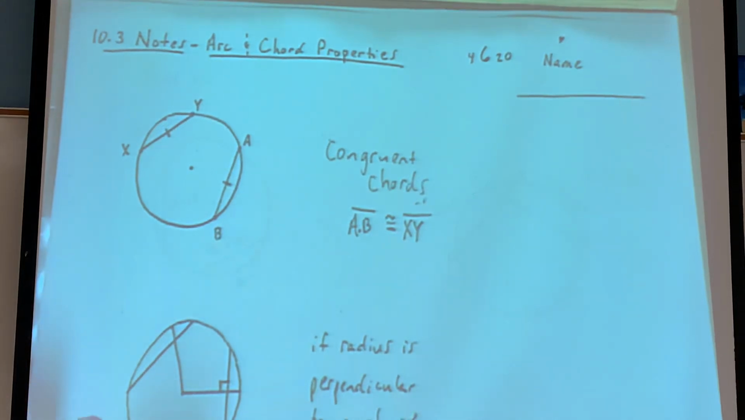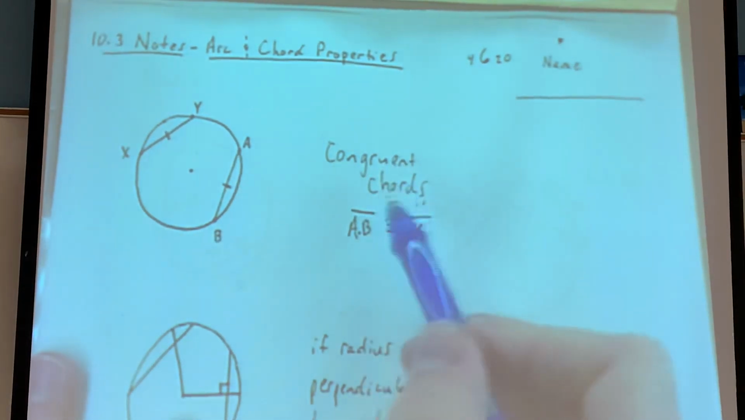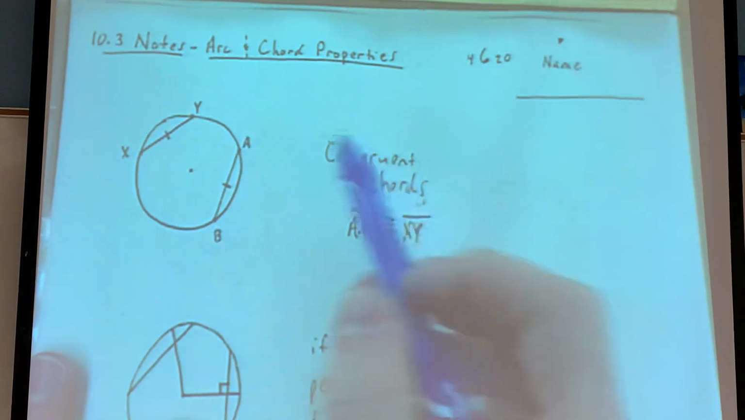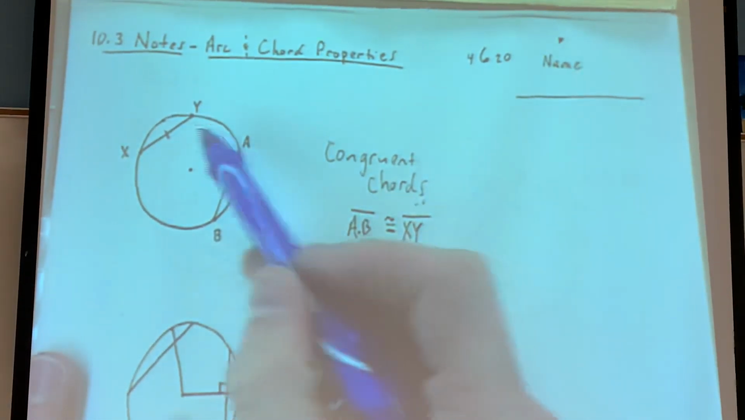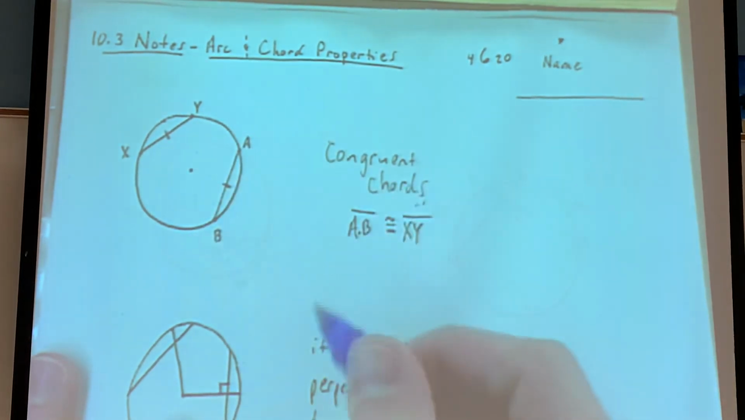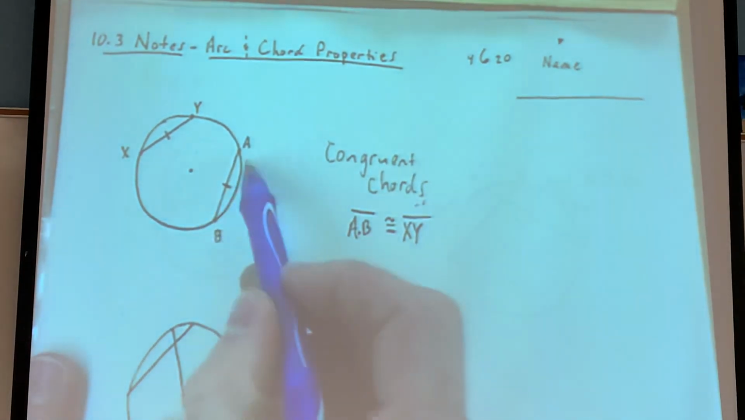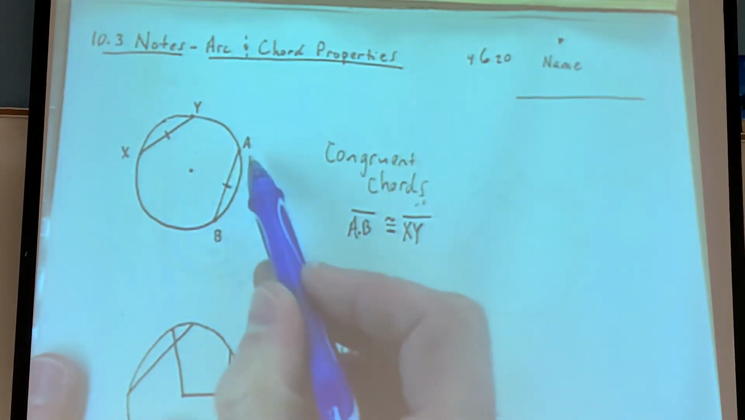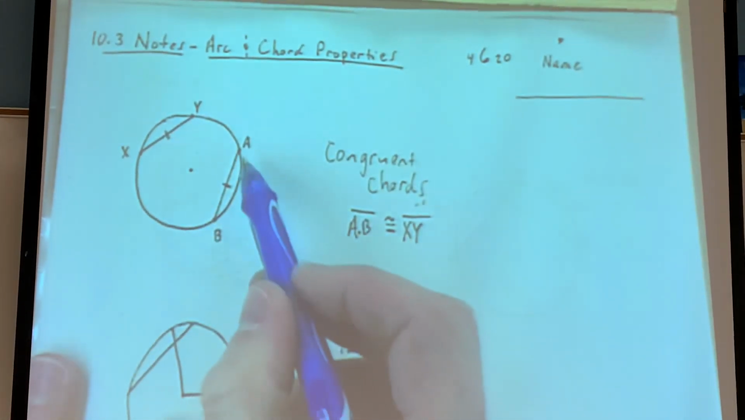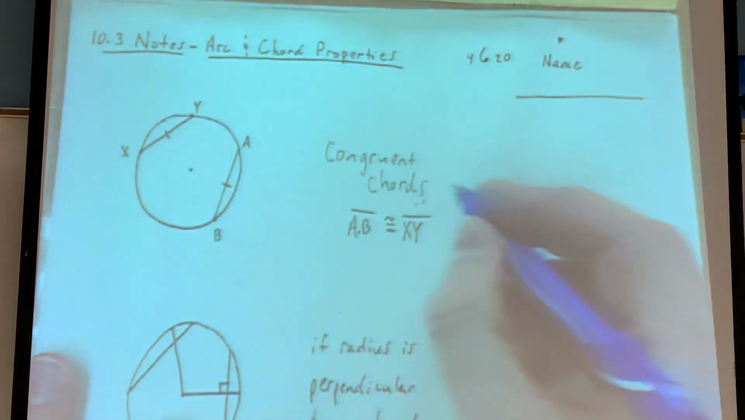All right, the first one at the top. We start with congruent chords. So let's say we have 2 chords, which are segments, 2 chords that are congruent. We know that. Well, if we have those 2 chords that we know are congruent, then it follows that the arcs also made are congruent. So that would mean if these are congruent, then arc AB and arc XY are also congruent.